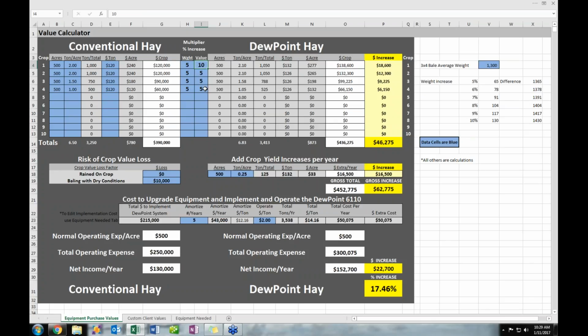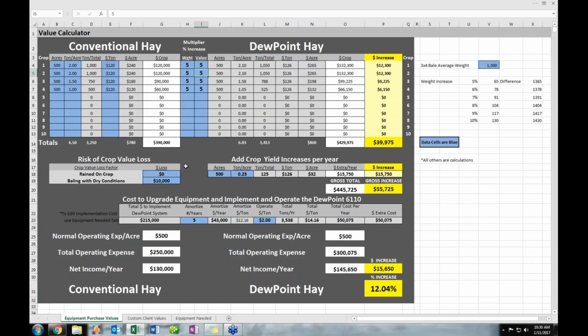And sometimes, if we're dropping from the supreme to just premium category, that's as much as $10 or $20 a ton right now in this hay market. So it would not be unreasonable to say that the steamer is capable of increasing the value of our hay a full hay category, from good hay to premium or premium to supreme. So for this spreadsheet, we're going to just leave it at 10% or 5% for now. So value, that's the second factor.